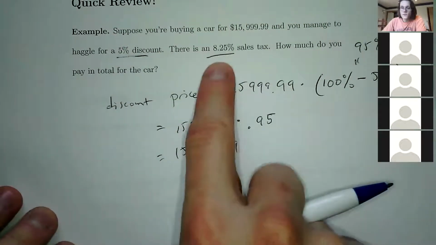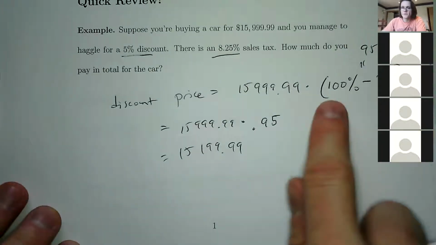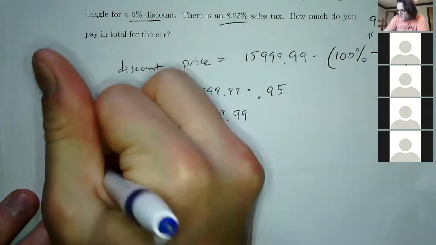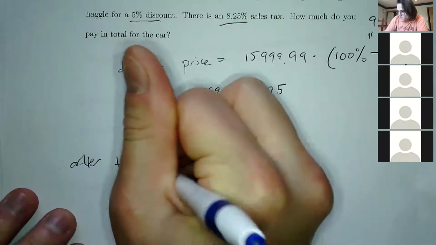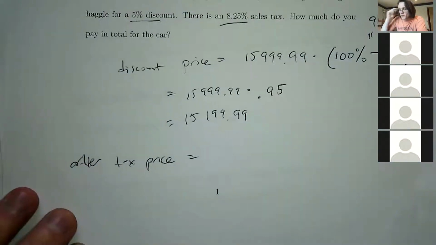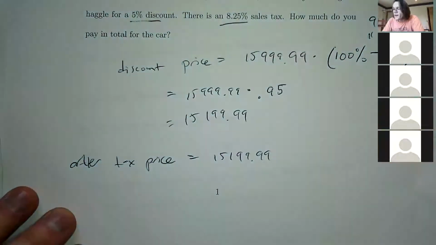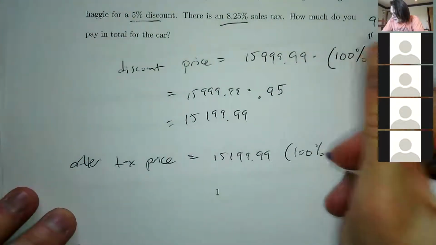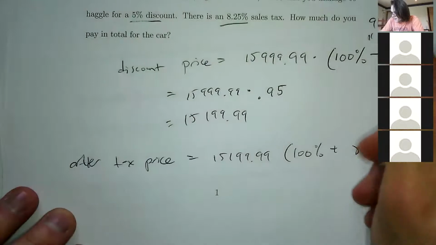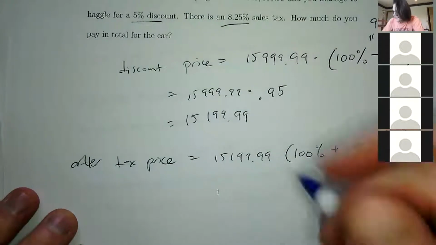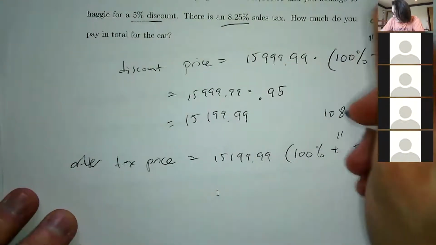And so to apply a tax, you just do the opposite of what we did here. We'll do 100 plus the tax. So after tax price, that's my final price. That will be my final sale price, what we agreed upon to sell the car for. So that's 15,199.99, and then it will be 100, and instead of subtracting, since I'm adding a tax, I put plus 8.25%. Just like here, you can add the percents if you like, and when you do that, you get 108.25%.